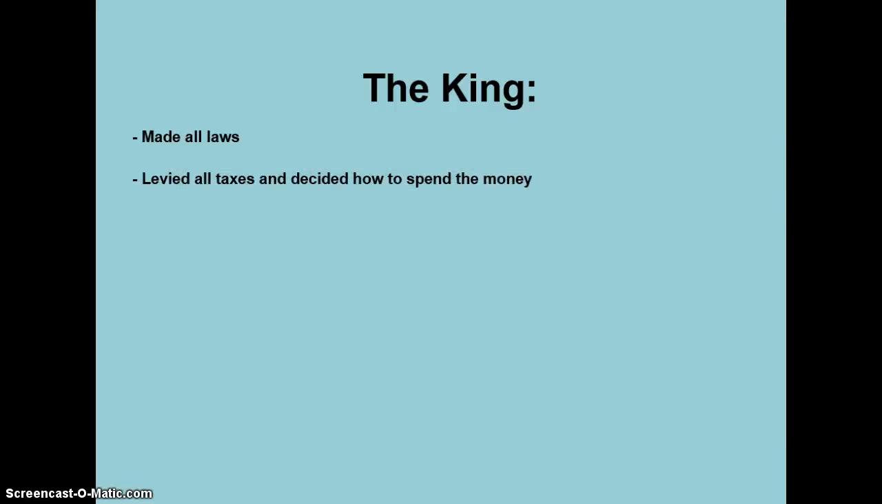He levied all taxes, so he put taxes into place, and he decided how much money the government would actually spend. He controlled the military, and he decided who would be put into positions of power within the military. He made all decisions regarding war and peace. All domestic policy within the country was shaped and applied by the king.